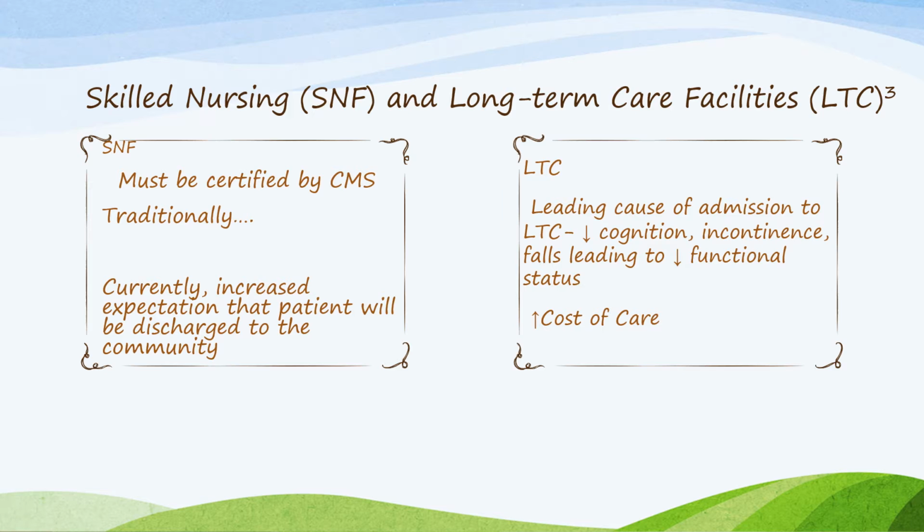With long-term care facilities, the leading causes of admissions are decreased cognition, incontinence, and falls related to decreased function. There's also a growing increased cost of care, with 50% of the population over 85 in long-term care, and 10% of the age between 65 and 75. Long-term care is considered custodial, and patients do not necessarily receive any skilled intervention or any periodic review.